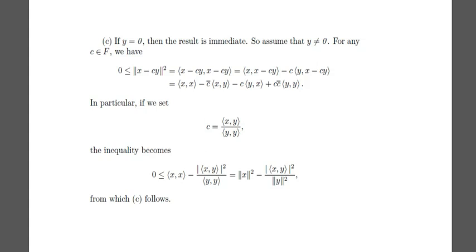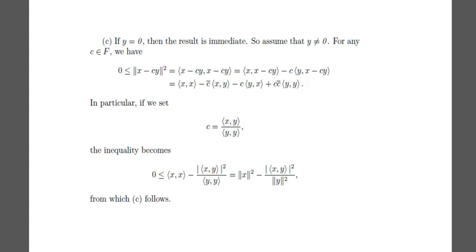Now if y is equal to 0, we get the result immediately. So we assume that y is non-zero. Now for any scalar c in F, we have norm of x minus cy whole square is greater than or equal to 0. So we say 0 is less than or equal to norm of x minus cy whole square, which is equal to inner product of x minus cy comma x minus cy.